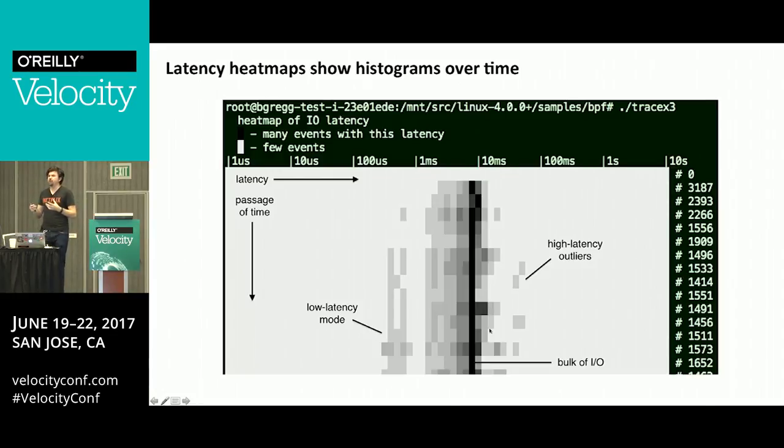So this is a great way for finding out not just the average I/O latency that people plot, but the distribution. So you can look for multimodal distributions and outliers, and also time variance. So you get to answer lots of things at once.